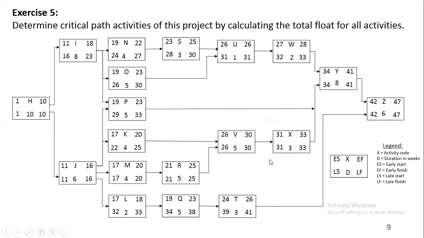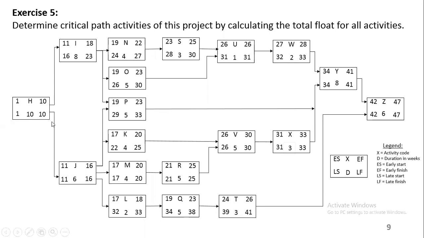Okay, last one. I think you guys did this. Did you do this in class? Yes, we did in class, Dr. Moon. Okay, so on this one I have put it for you there already. We're just going to calculate total float, then we find the path.